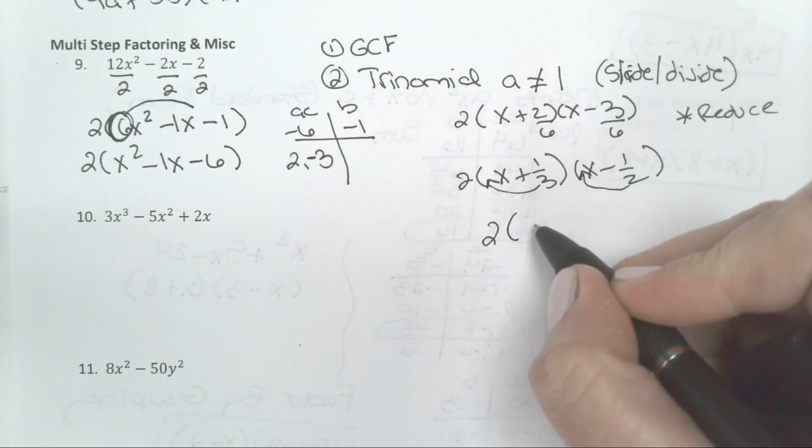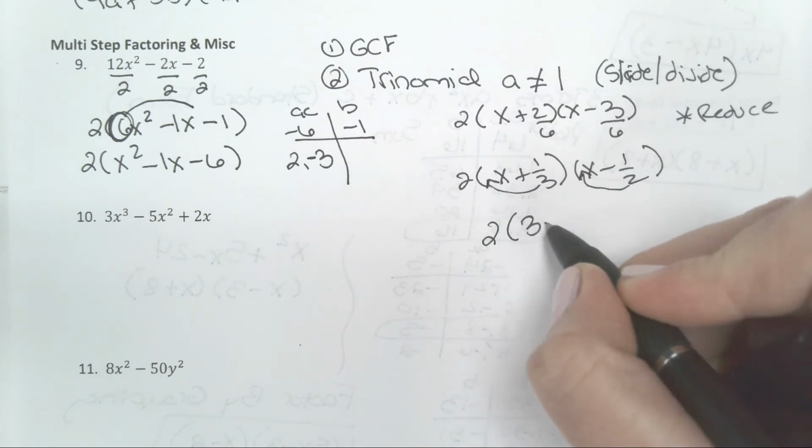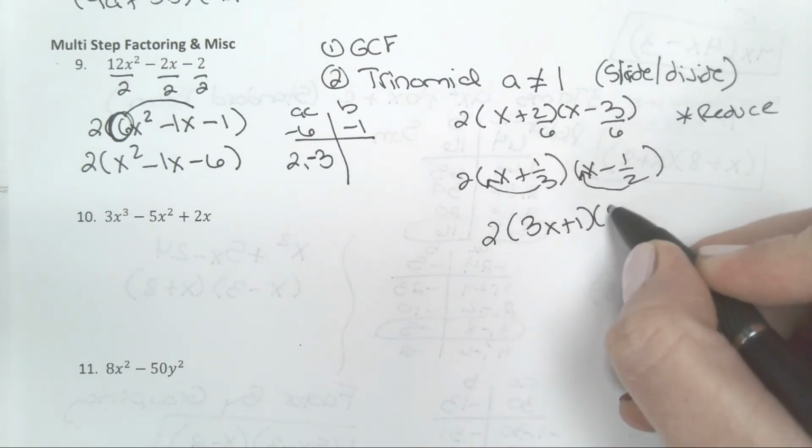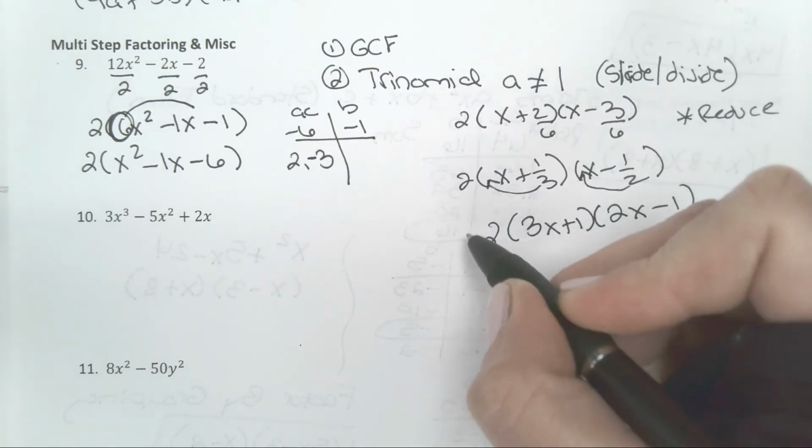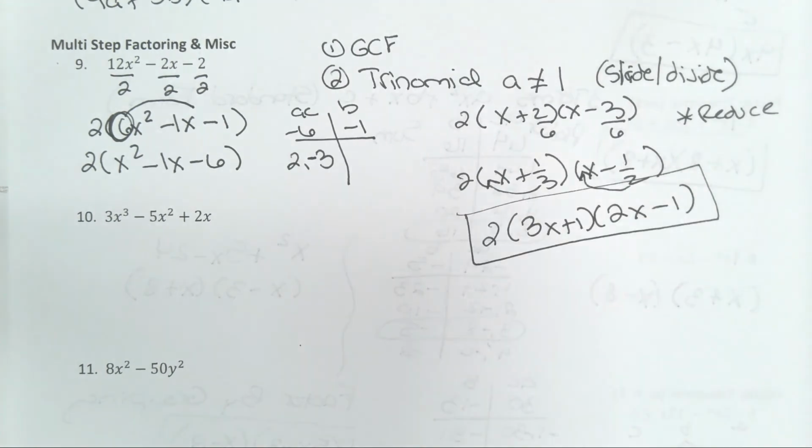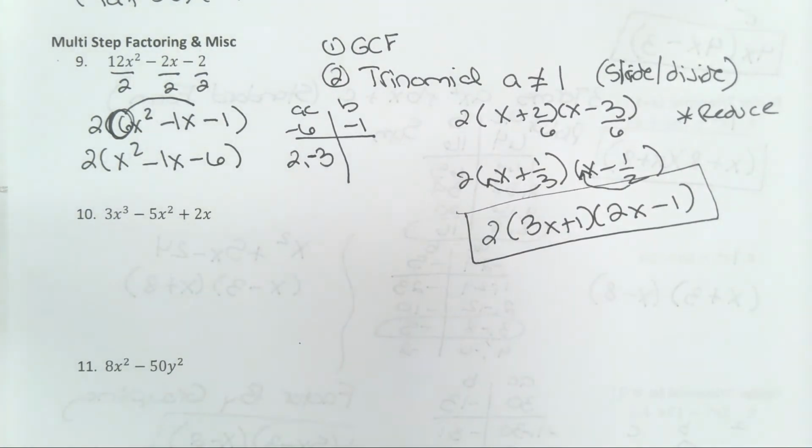So this becomes 2 times 3x plus 1, 2x minus 1. So that's how that one ended up factoring.